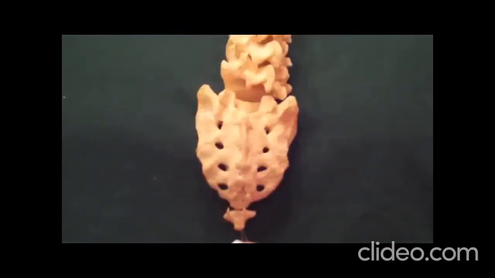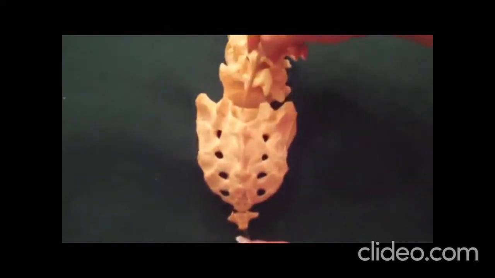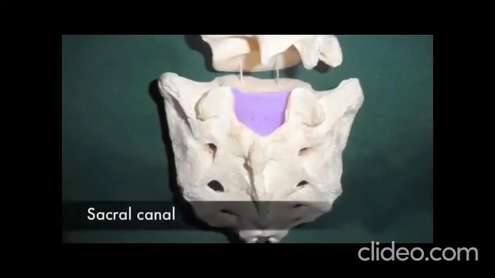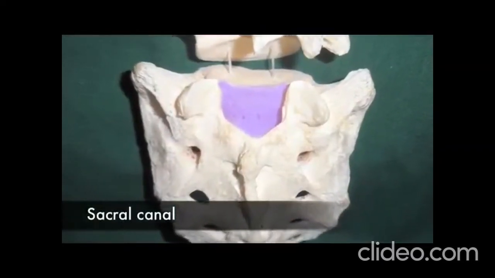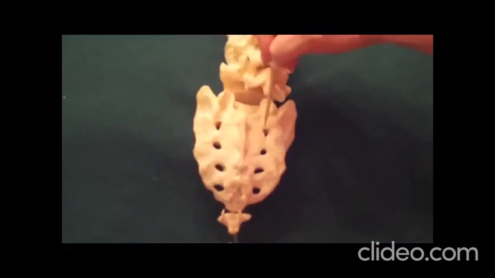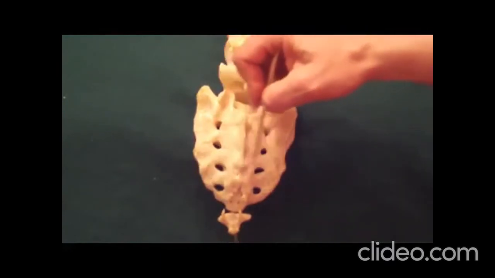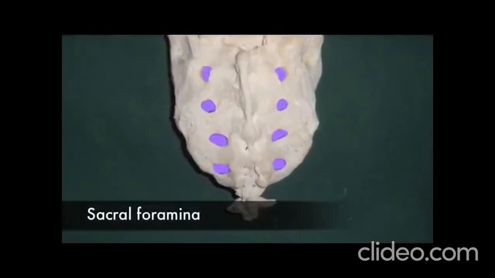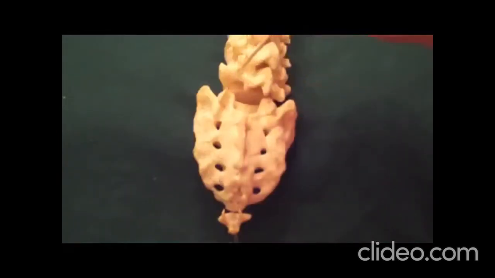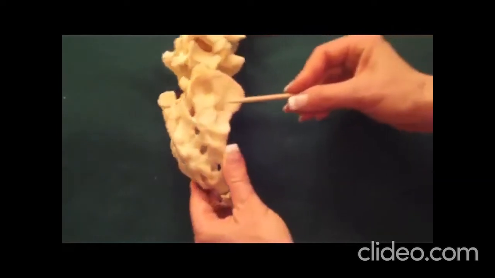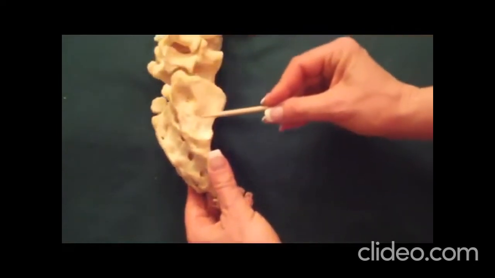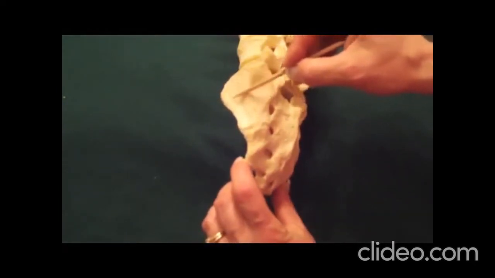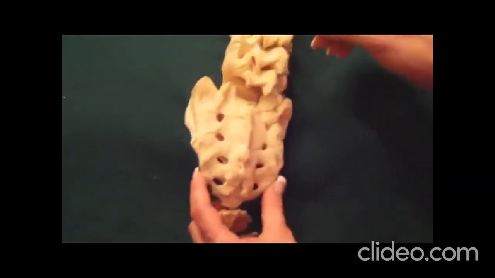Looking at the back surface of the sacrum, we can see the sacral canal, the sacral foramina, the openings, and the auricular surfaces. These surfaces are where the hip bones articulate with the sacrum to form the sacroiliac joint.